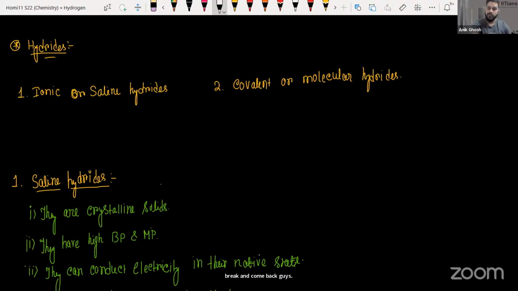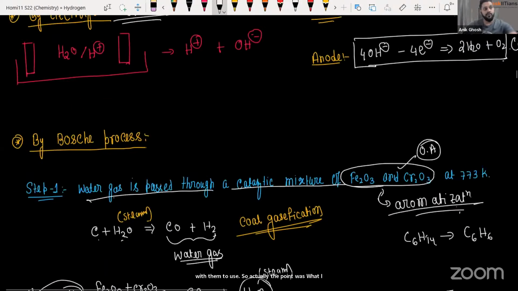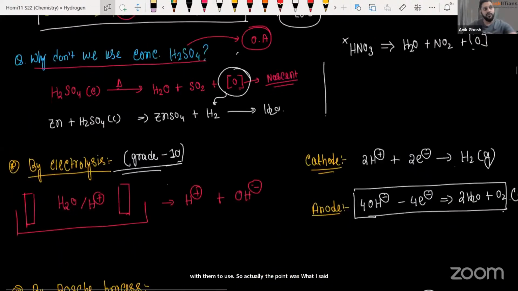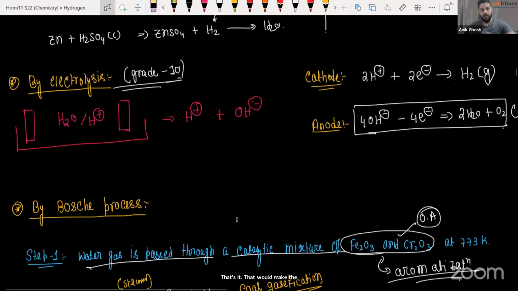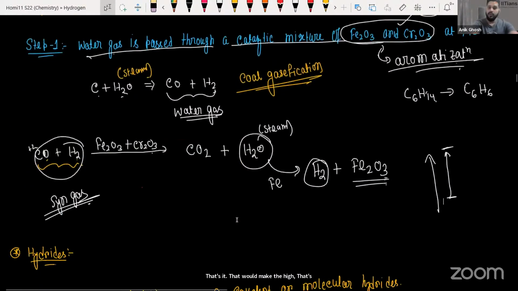Could you once again explain why the concentrated H2SO4 doesn't get used? So actually the point was what I said: when you use concentrated H2SO4, it acts like an oxidizing agent as well, just like nitric acid. So it would turn the hydrogen into something else, that's why we don't use it. All right? Got it, sir.